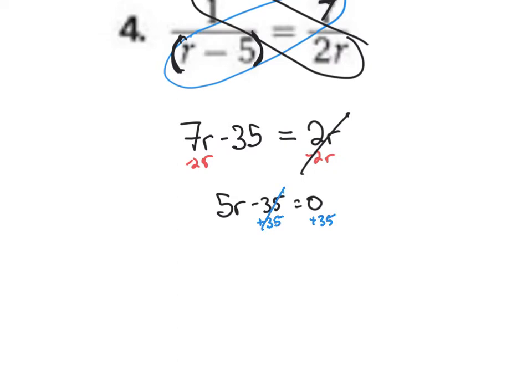So let's add 35 to both sides. So now we get 5r is equal to 35. Let's divide by 5 on both sides. And so that's going to give me r equals 7.